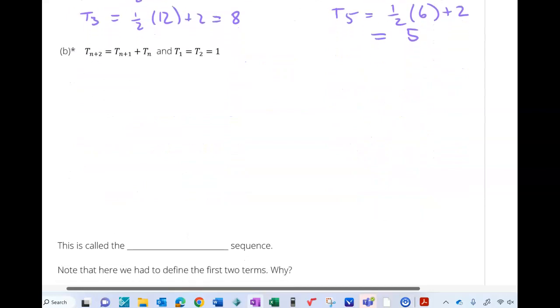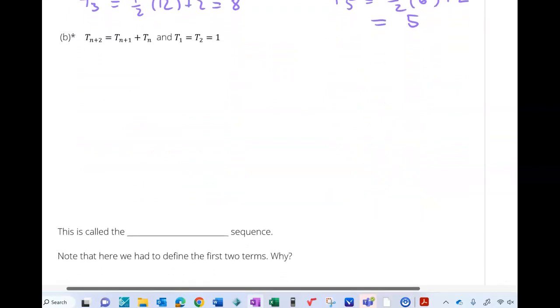Now, let's look at B. B is a little bit more challenging. And the reason why it's more challenging is you've got this n plus 2 and this n plus 1 and this n, and we're only used to n plus 1 and n. But actually, don't be scared by it. Tn plus 2 just means what? Yeah, it's 2 positions away. 1 away from n plus 1, but 2 positions away from Tn.